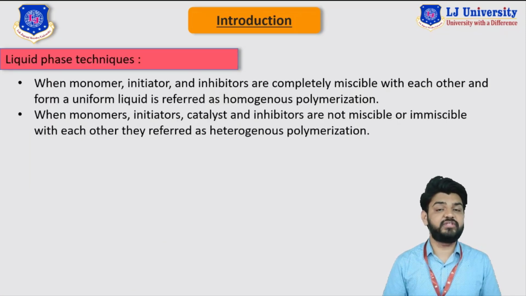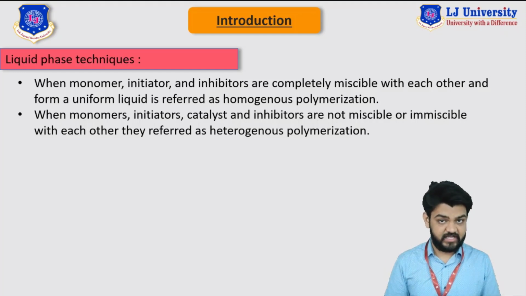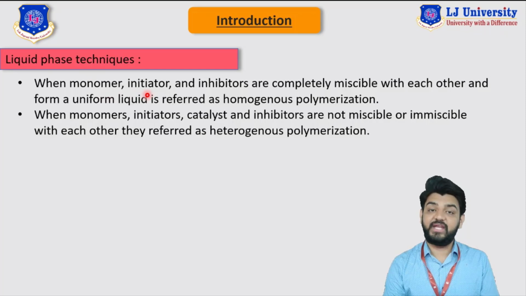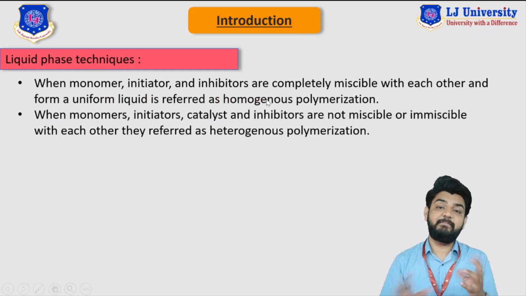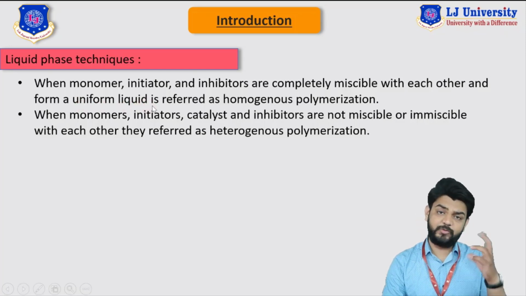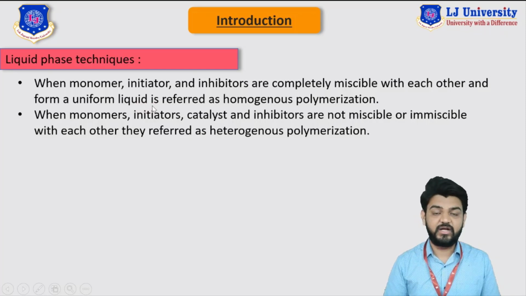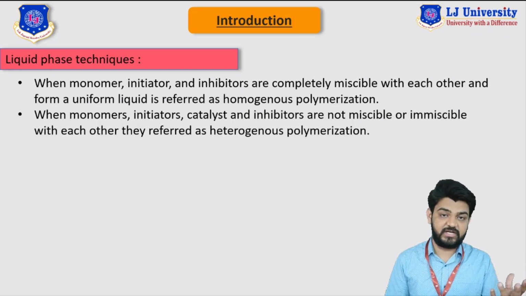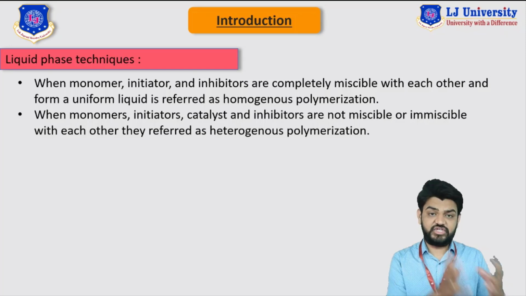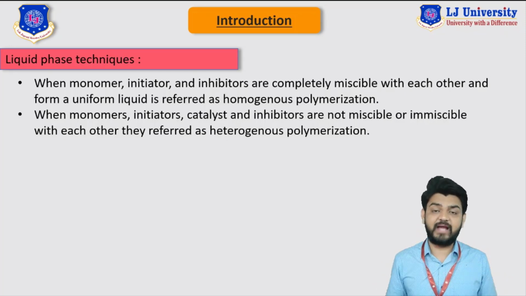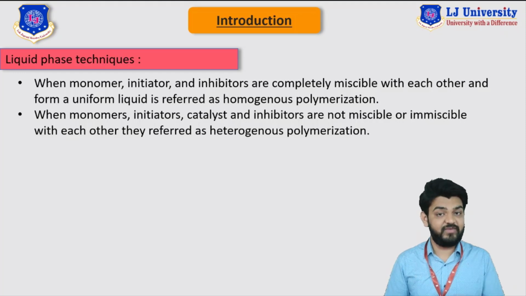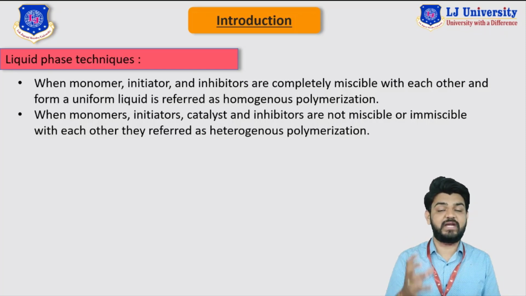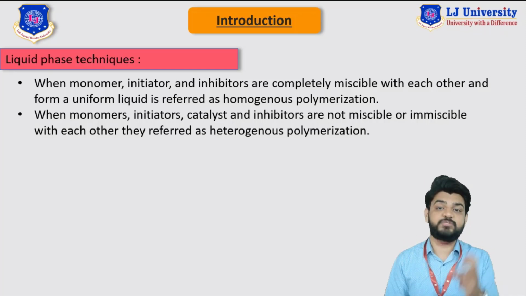You can see here on the screen the liquid phase polymerization techniques, right? So when the monomer, initiator, inhibitor are completely miscible with each other, then they produce a uniform liquid, which can also be referred to as homogeneous polymerization, right? We have already understood what we mean by homogeneous polymerization in the very first introductory lecture. So when the initiator, monomer and inhibitor are all completely miscible with each other, then we can say that they are in one single phase. So they can be referred to as the homogeneous phase, and the entire reaction can be termed as homogeneous polymerization, right?